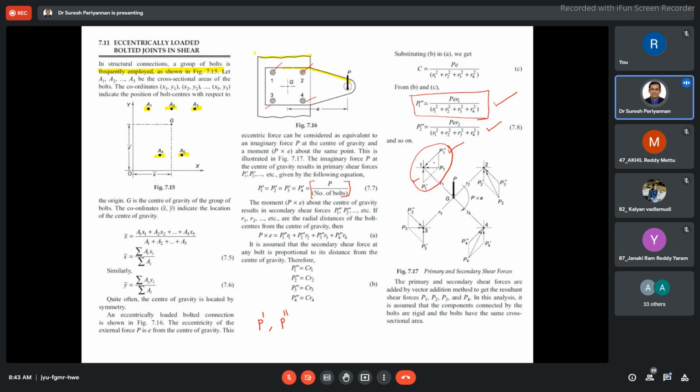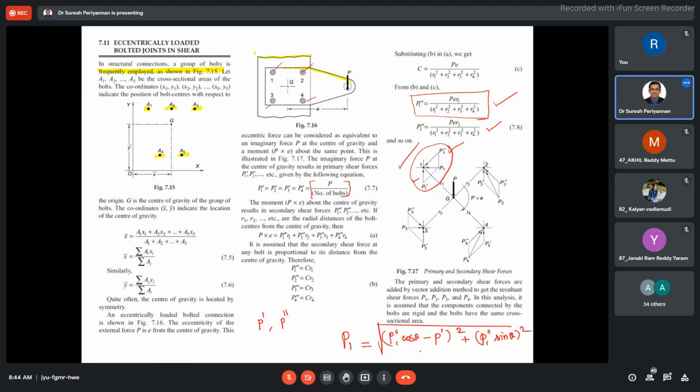This is P1, the resultant force with respect to bolt 1. It is the square root of (P1 double prime cos theta minus P1 single prime) whole square, plus (P1 double prime sine theta) whole square. That's what we discussed. In this case the two forces, P1 prime and P1 double prime, are in opposite directions. Hence, this is a minus.